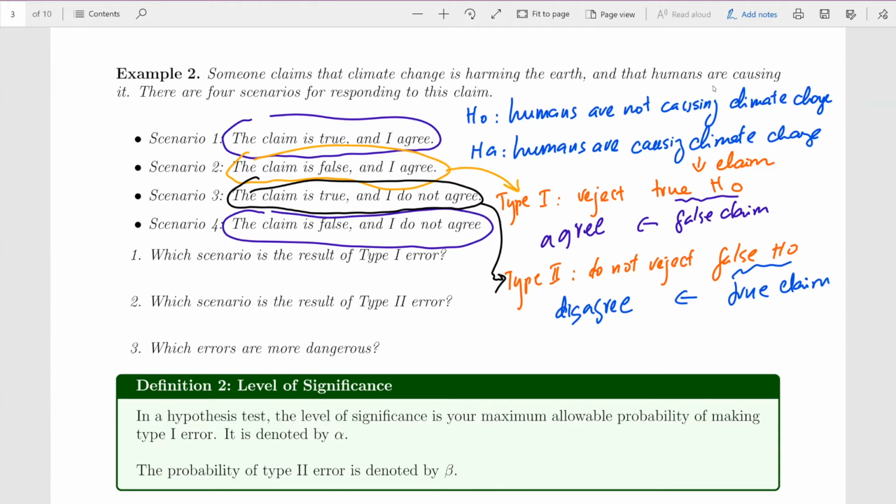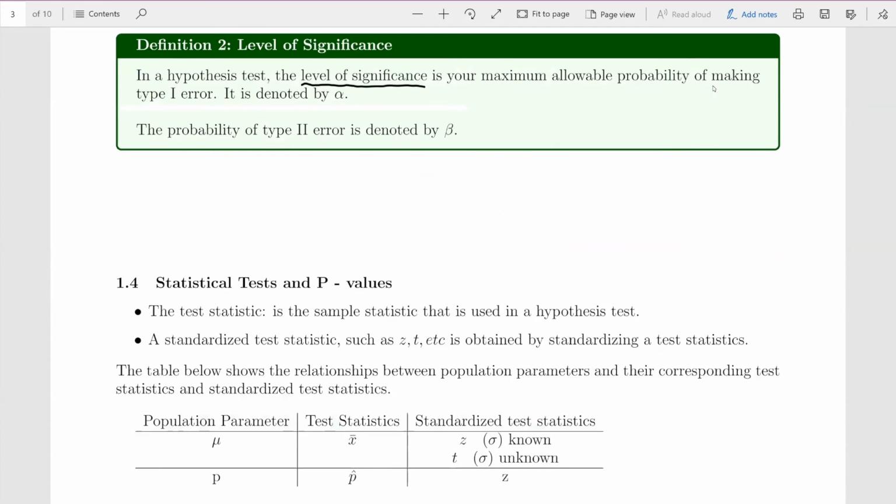Of making type 1 error. The level of significance is the maximum probability that allows you to make type 1 error. And again, type 1 error is when you reject the null hypothesis when it is true, right? You make some errors when you run your hypothesis, but that alpha, the level of significance, is the maximum probability that allows you to make type 1 error. And the probability that allows you to make type 2 error is denoted by beta.